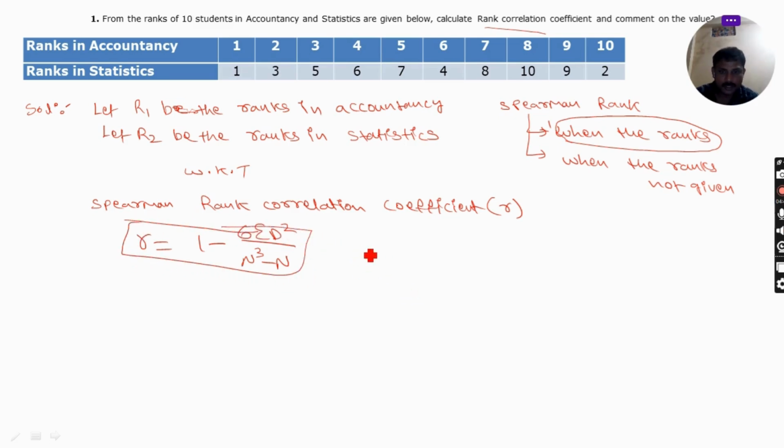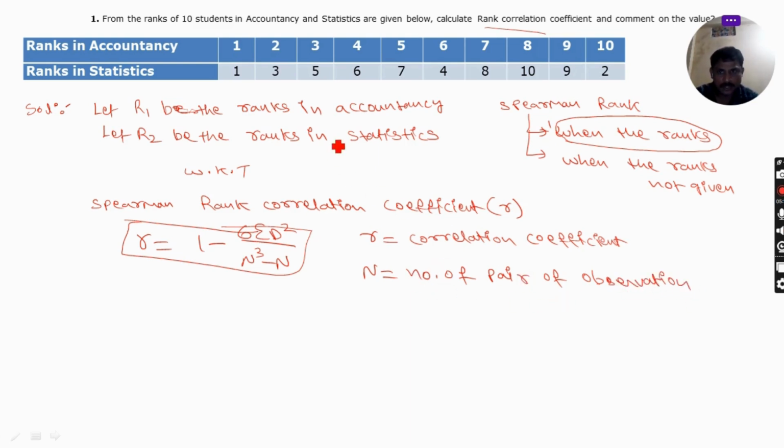Now everyone should remember the formula and learn by heart each and every element present in it. So what is R? R is nothing but the correlation coefficient, or coefficient of correlation. Both are the same. And the next one, sir, what is n here? N is nothing but the number of pairs of observations.